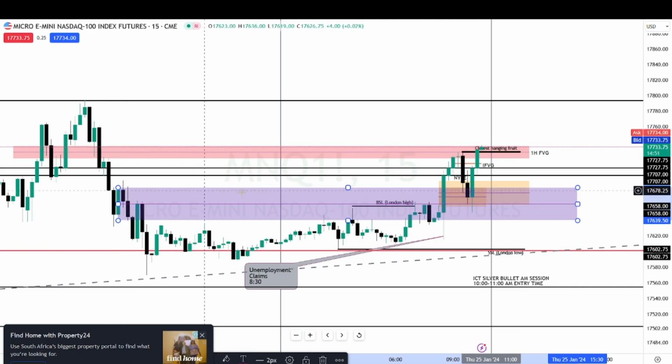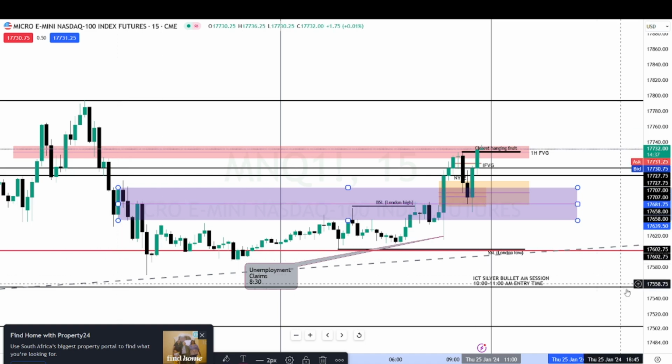This was a buy side. We went above. This is an order block. Then we went above this. We came back and we did not close below 50%.